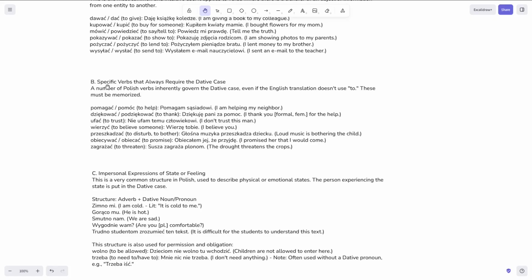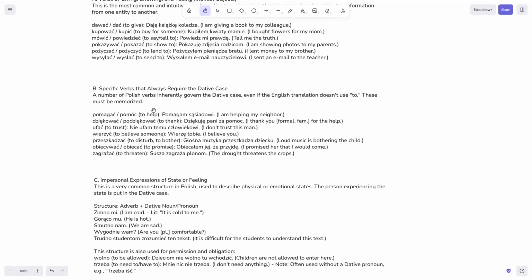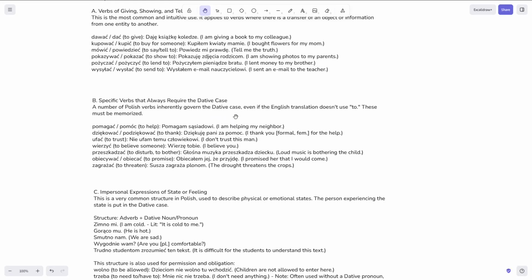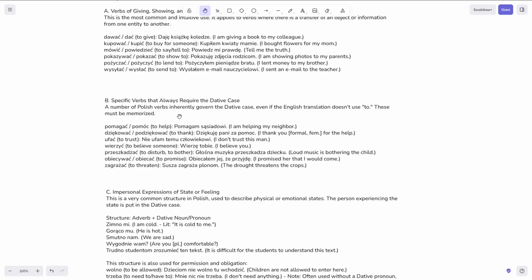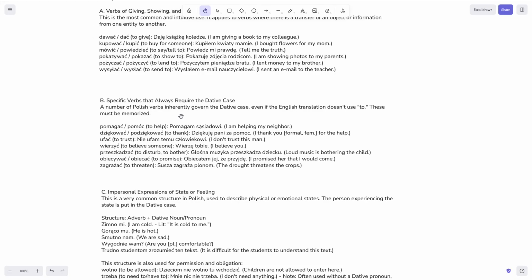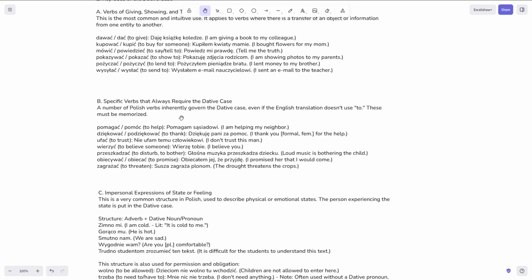Another thing, specific verbs that always require the dative case. So there are a number of Polish verbs that inherently govern the dative case, even if the English translation doesn't use "to", which is super important to realize. These must be memorized. You just have to know that in Polish, these verbs just work that way, that they are being done to someone.